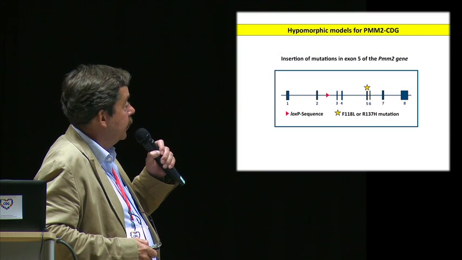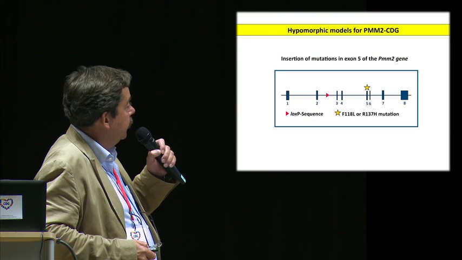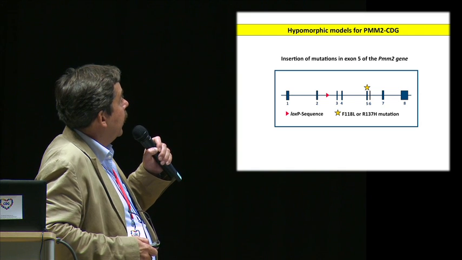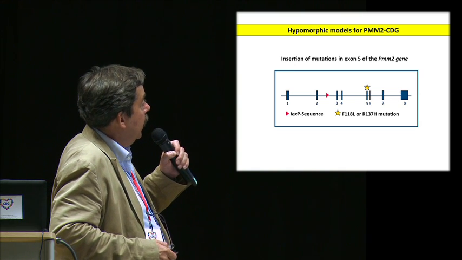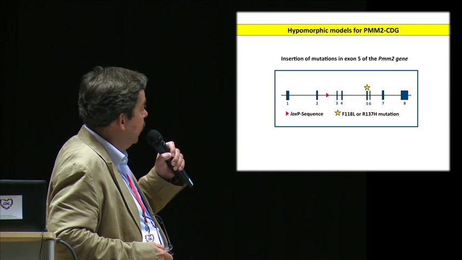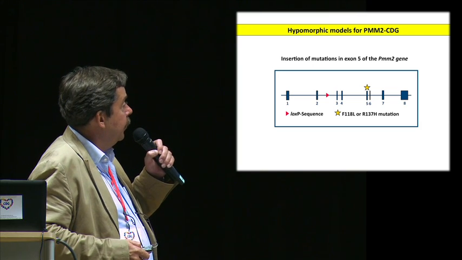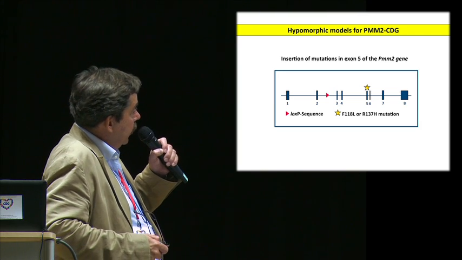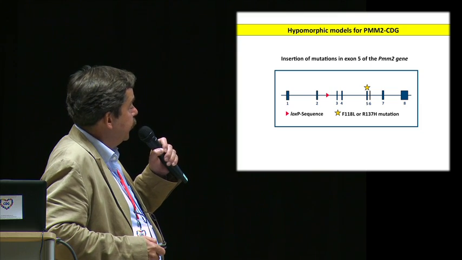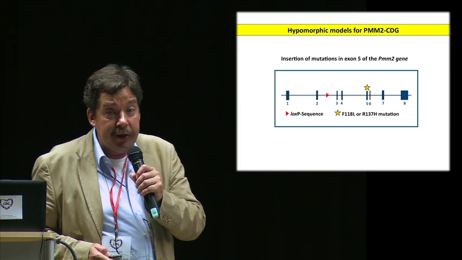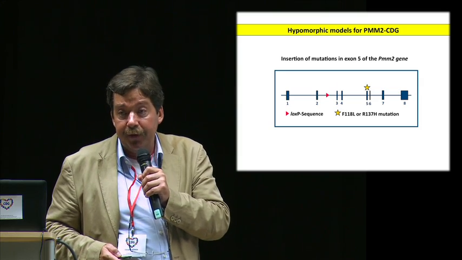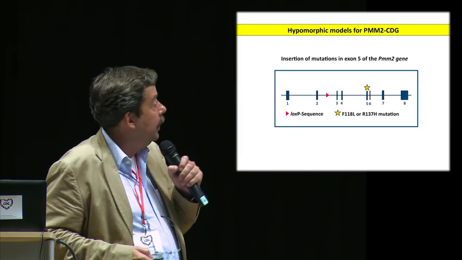And therefore, we decided to generate a hypomorphic mouse model for PMM2-CDG by bringing in mutations which are comparable to human mutations, so that we had a residual activity as has been observed in all patients so far.